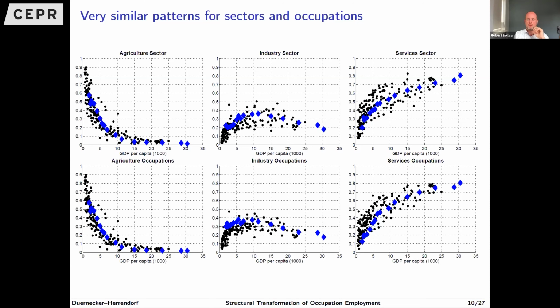And can I answer two clarifying questions from the chat? Yeah. First one is whether this is only formal employment or also includes informal. And the second one, how do you deal with new occupations, or is this a constant set of categories across the sample? Okay, so this is only formal work.